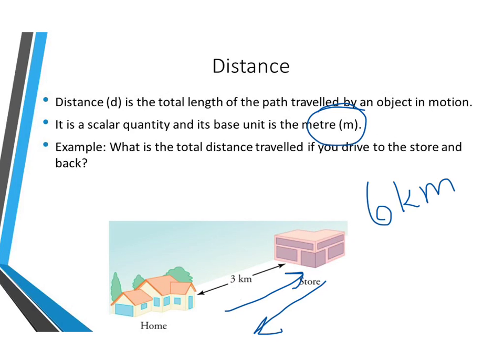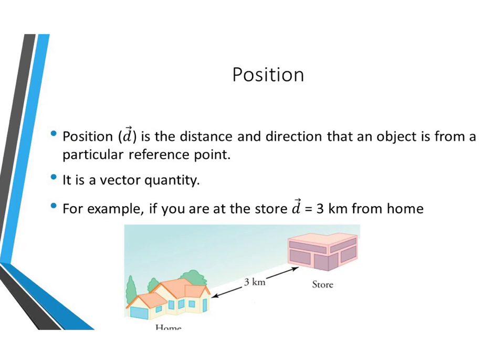Distance, it doesn't matter what direction you traveled, nothing else matters. Just how far you actually went, the total length of that path. Position, on the other hand, is your distance and your direction from a particular reference point. And we always have to state what the reference point is. And it's a vector quantity.